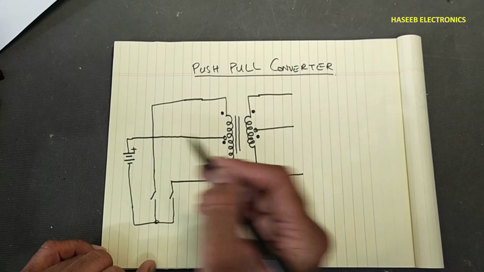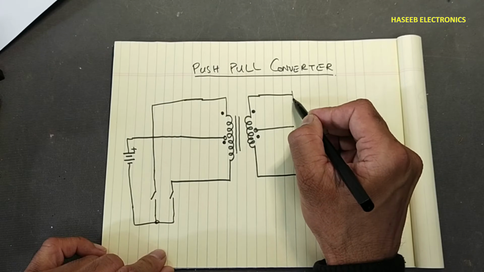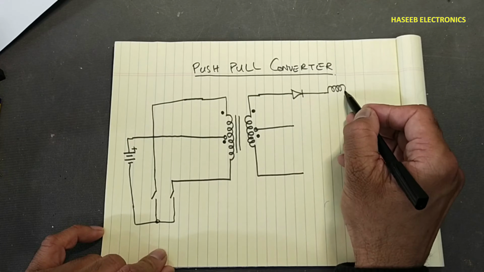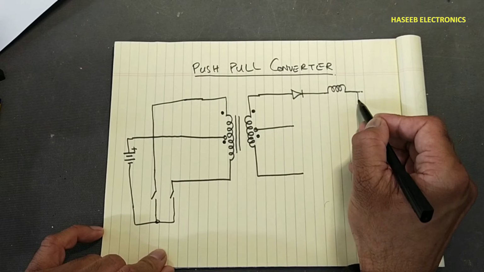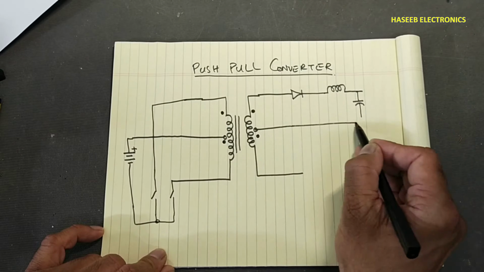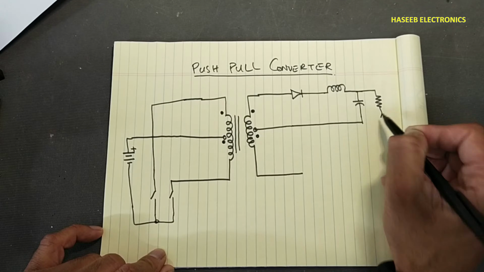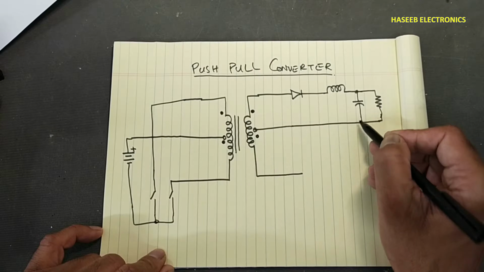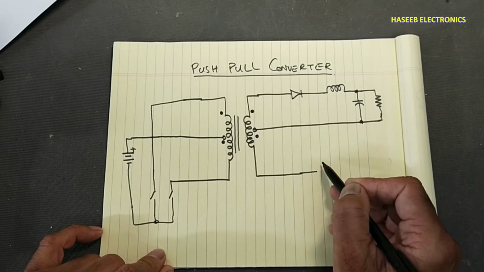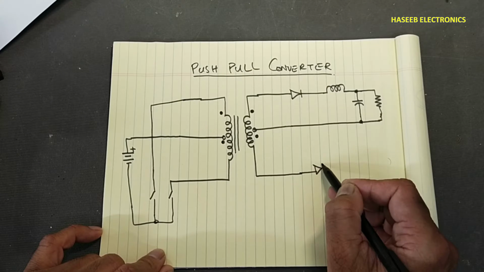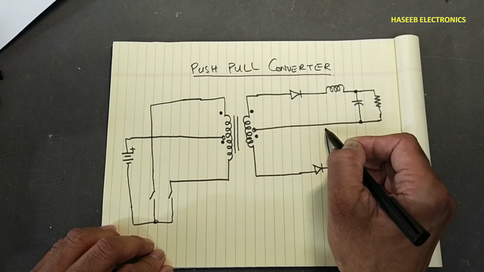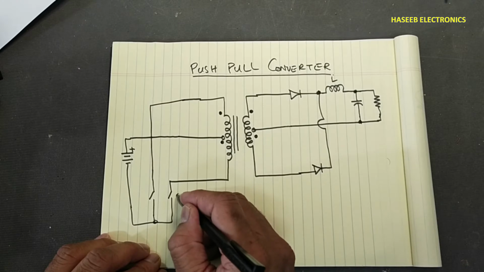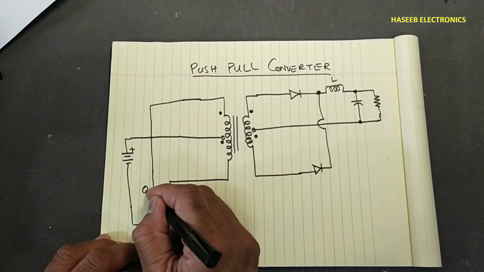This end is positive. In the secondary, we have one diode here, an inductor, and a capacitor. This is our load, in parallel to this capacitor. Here we have a second diode, this inductor, and Q1, Q2.